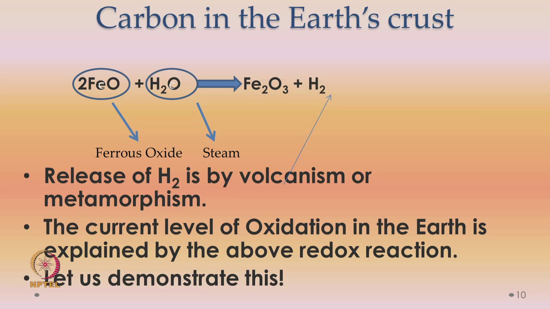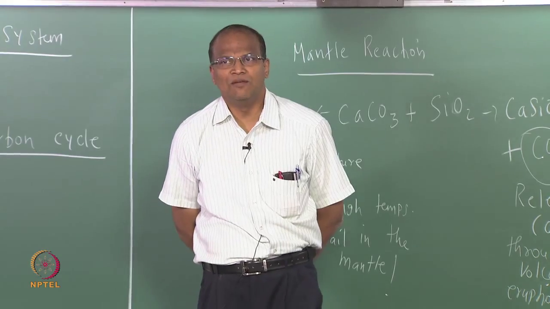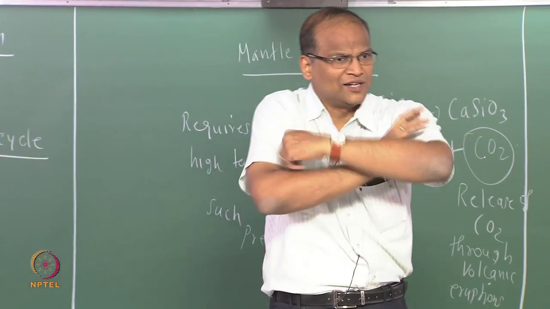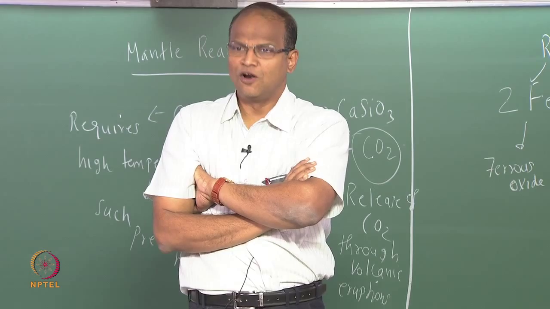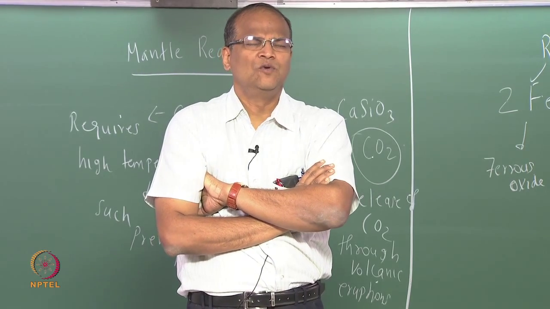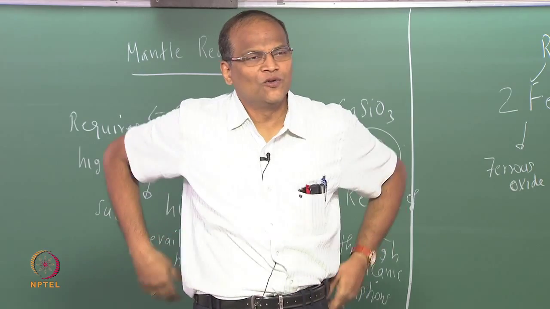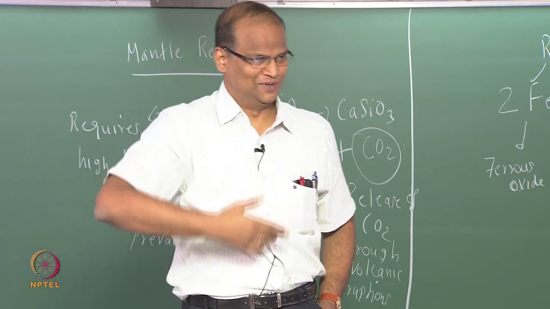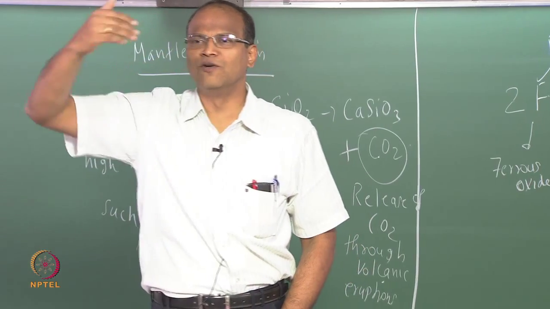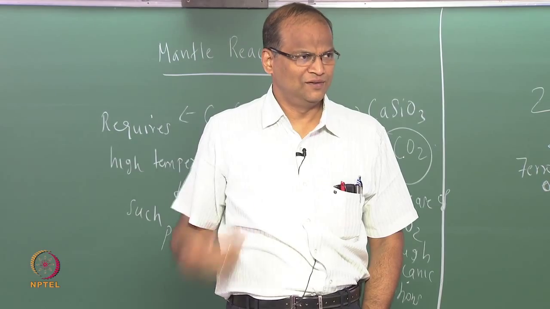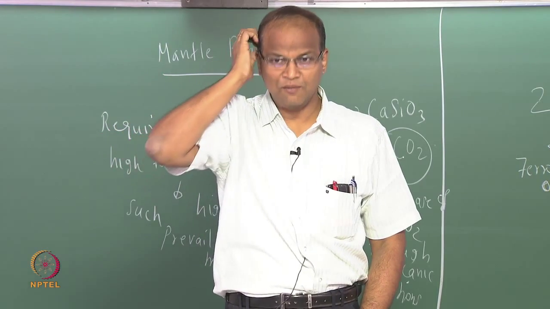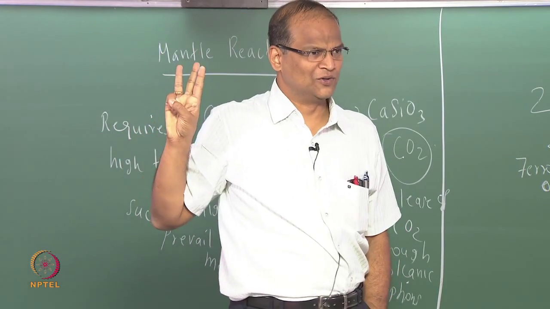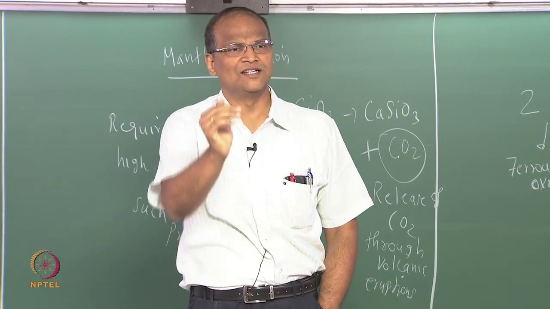So, the hypothesis is that the current level of oxidation in the earth is explained only by the above redox reaction. If this redox reaction were not present, then you would have asserted that photosynthesis is responsible, and that it can fully account for the current oxidation level of the earth system. Let us demonstrate this. We will solve three problems in today's class. At the end of the three problems, we will prove that the redox reaction is responsible for this.